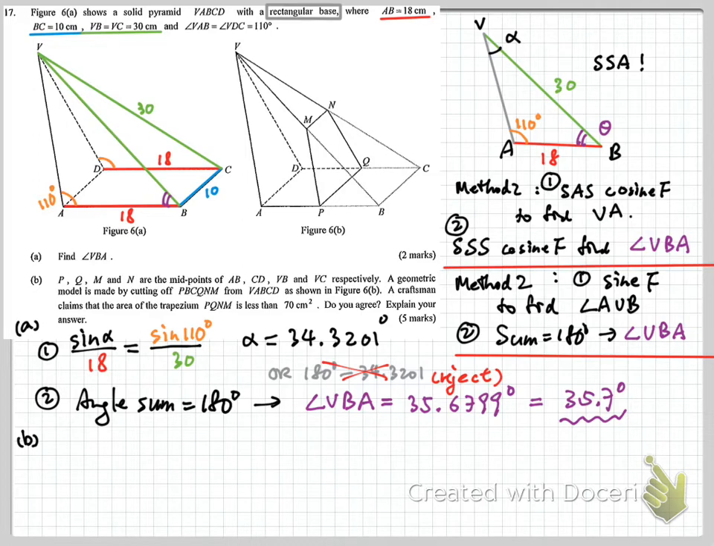And then in part B, it says that it marks the midpoints. And then there is a trapezium, PQNM. A craftsman claims that the area of the trapezium is less than 70. Do you agree? Explain your answer. So let's look at the trapezium.